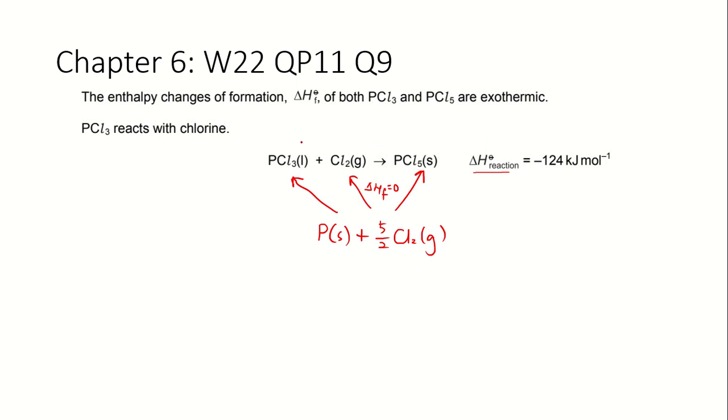Now, for the first line, the enthalpy change is delta HR here. This energy change here will be the enthalpy change of formation of PCl3. And for these elements to PCl5, the energy involved is the enthalpy change of formation of PCl5. Now, the question tells us that both the enthalpy changes of formation of PCl5 and PCl3 are exothermic, so they have negative values, okay?